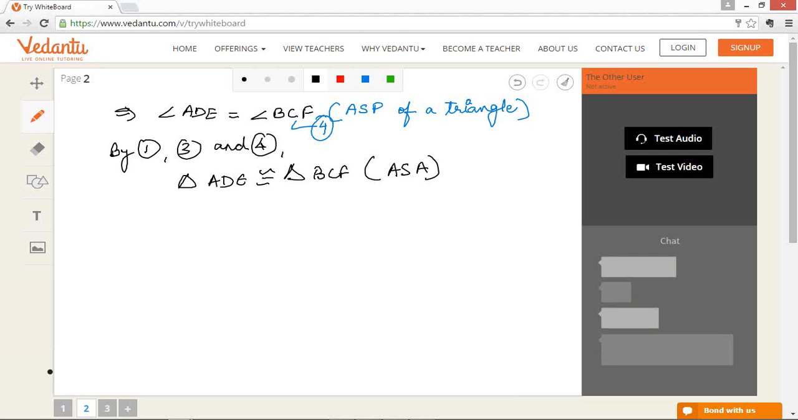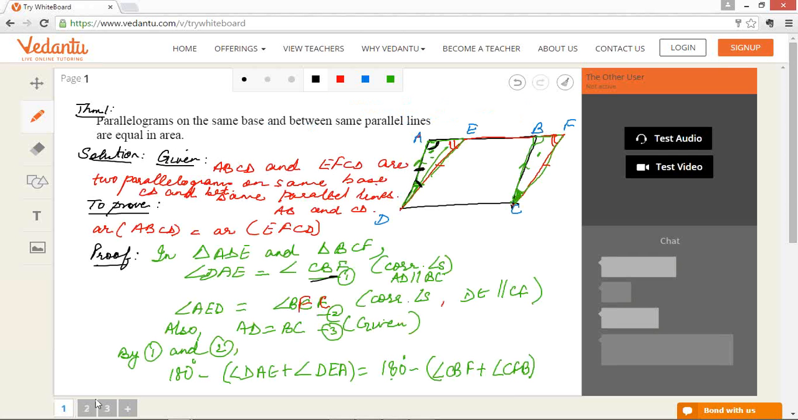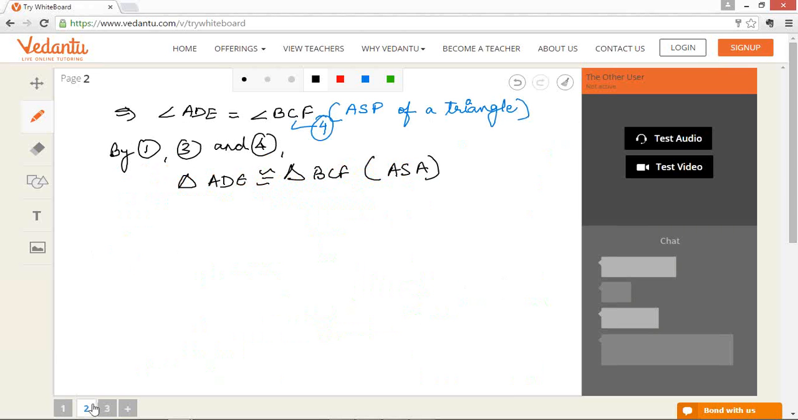We took a longer route because initially we were getting AAS, which is not a congruency property. So to prove the triangles congruent by ASA, we did all the subtraction and used the ASA property. Okay. So now coming back, we know that areas of congruent triangles are equal. Therefore, area of triangle ADE is equal to area of triangle BCF. So the reason is areas of congruent triangles are equal.